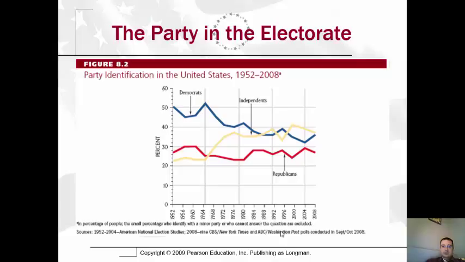So here's just party identification in the United States from 1950 to 2008, right? And so that shows the growth of independents, and some of the decline in the Republicans' party identification. And the fight is always over that yellow line. So can the Democrats win the independents this next election, and can the Republicans win them?